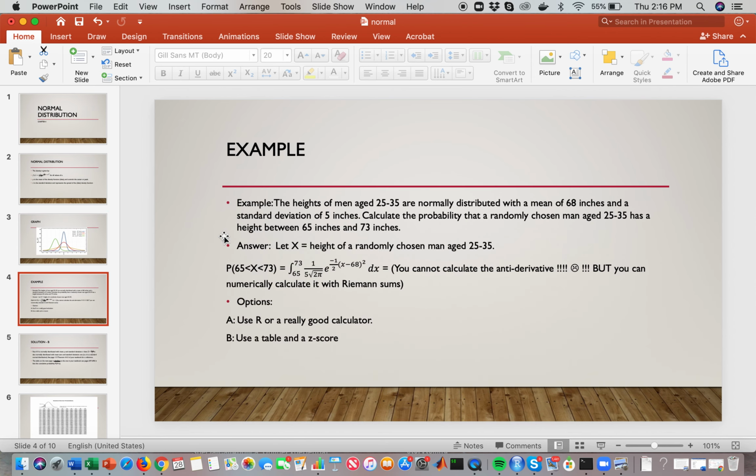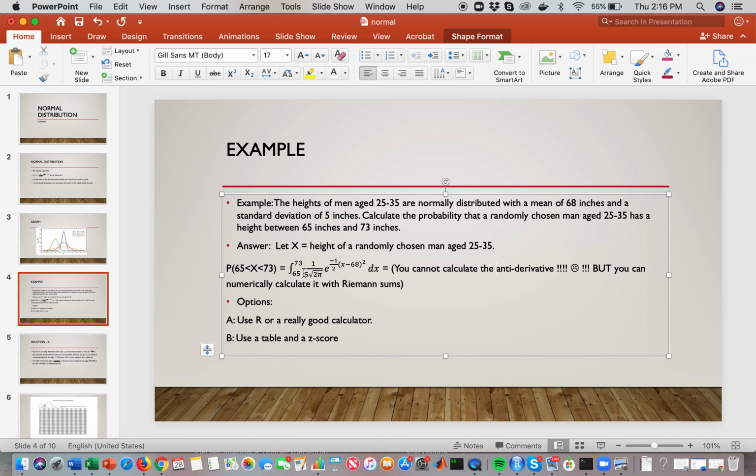Here's a quick example. So we have that the heights of men in this age group are normally distributed. The average value is 68 and the standard deviation is 5 inches. We want to calculate the probability a randomly chosen man is between 65 and 73 inches. So my random variable x is going to be the height of a randomly chosen man in our demographic. And we're going to compute this probability, right? And we know the density curve, so why not set up the integral from 65 to 73 of the density function? But there's a big problem.